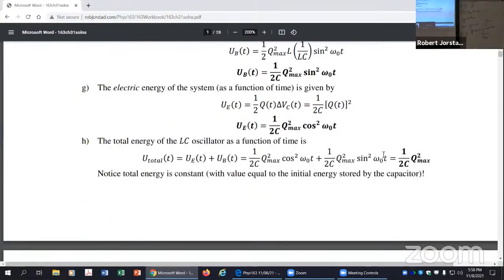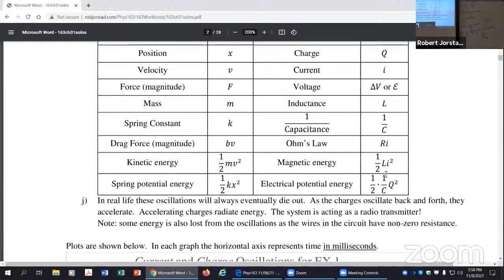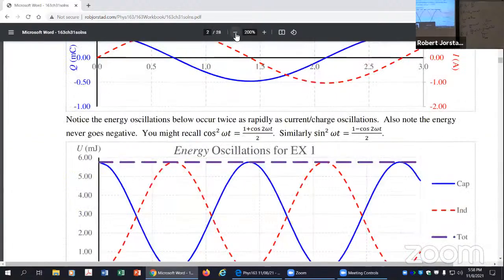Okay, so here's the idea. It looks like in the solutions, I added them up using the capacitor formula, but basically you get the maximum energy is the total constant energy. Let me show you the plots here. We'll come back to that.